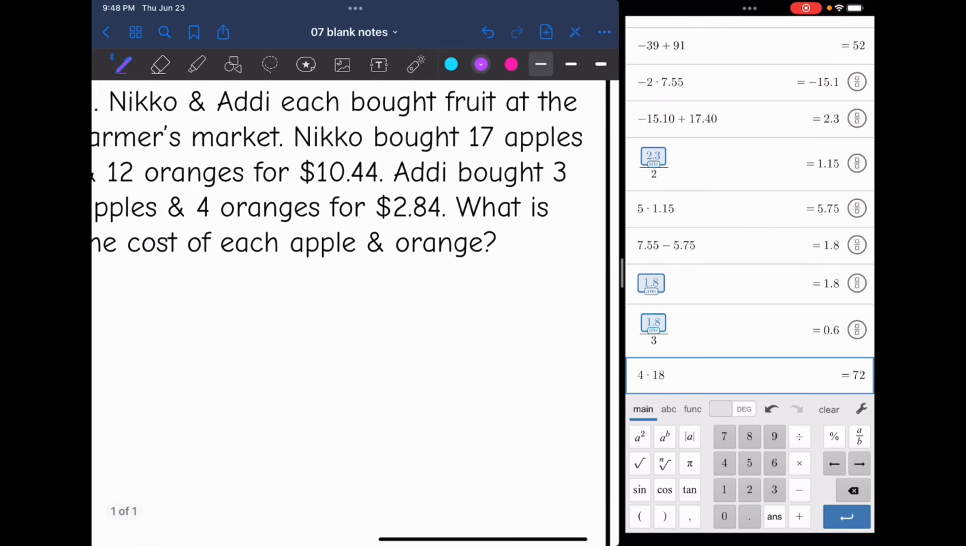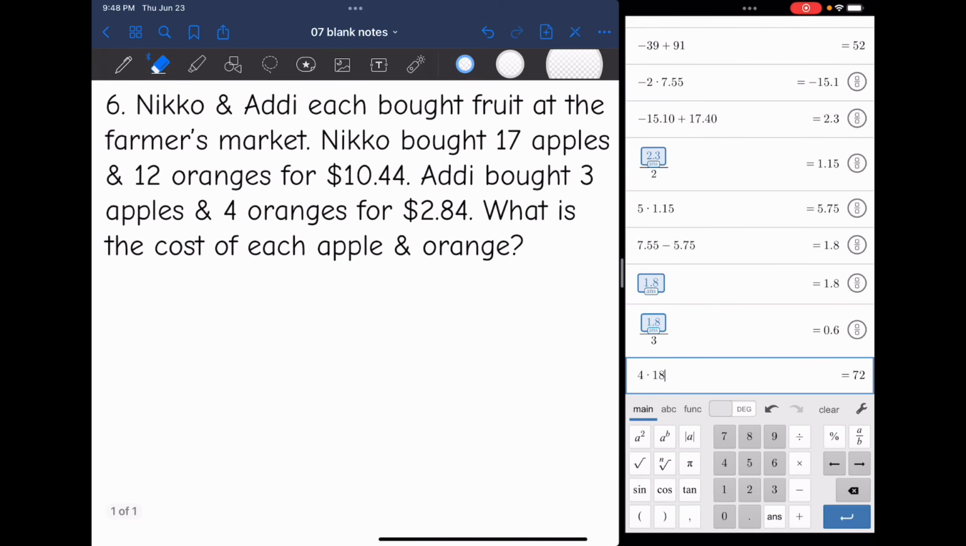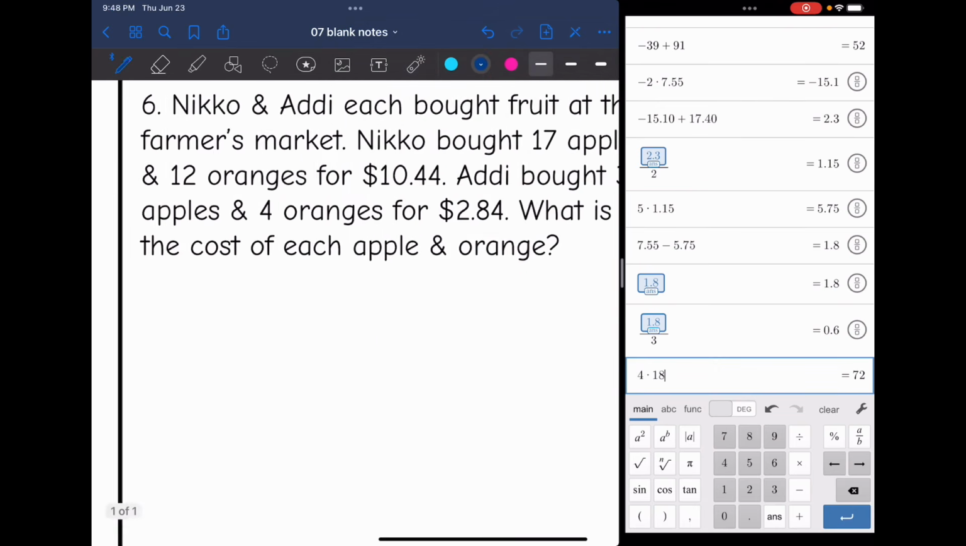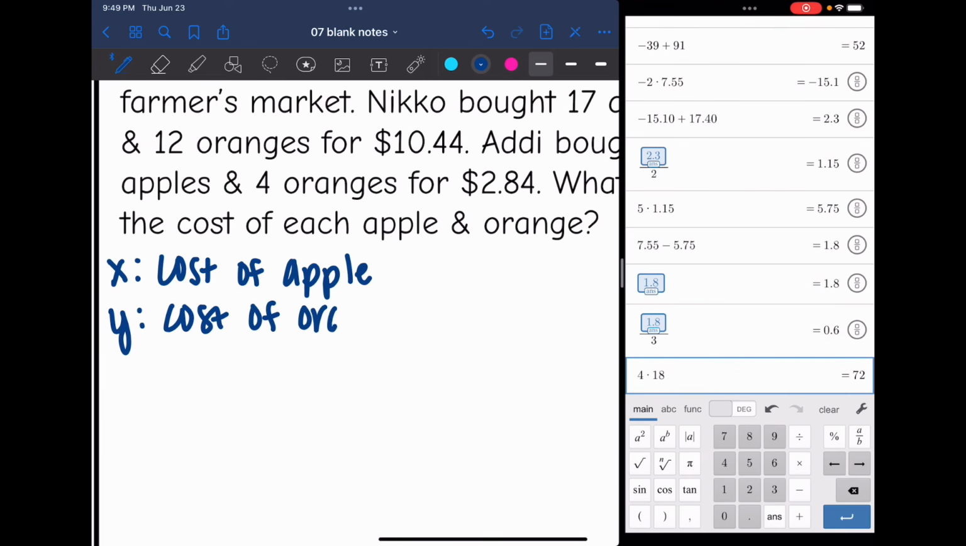All right, last one. Nikko and Addi bought fruit at the farmer's market. Nikko bought 17 apples and 12 oranges for $10.44. Addi bought 3 apples and 4 oranges for $2.84. What is the cost of each apple and orange? So the question is telling us what to use for the variables. We are talking about the cost of each apple and orange. So I'm going to let x be the cost of an apple, and y be the cost of an orange.